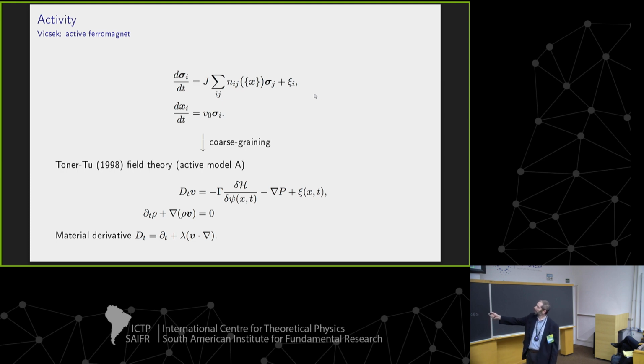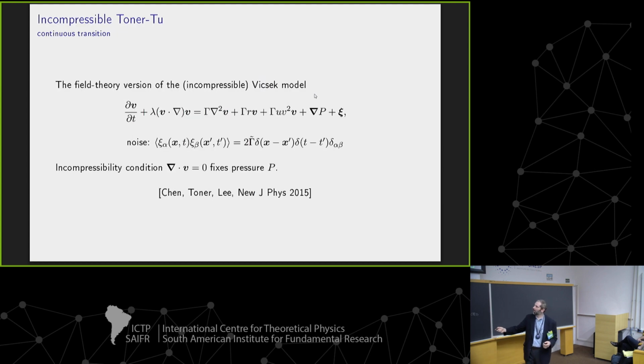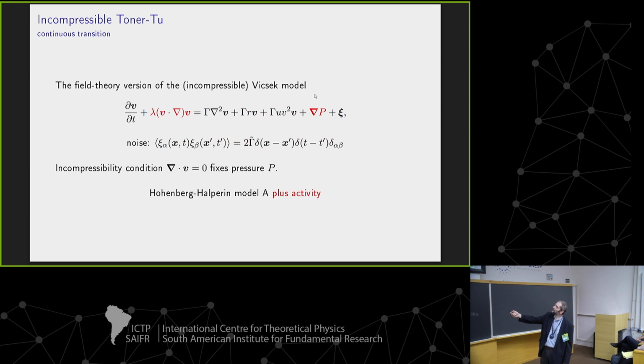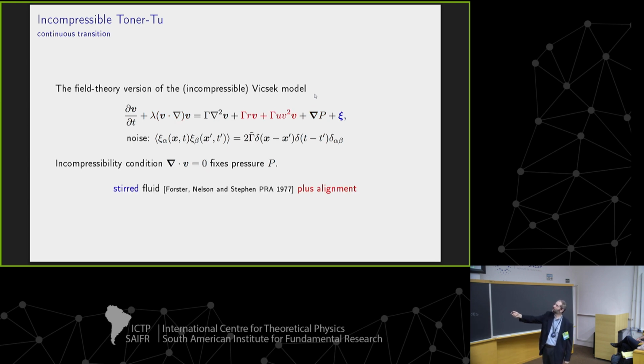And you add the pressure, and you have to add some continuity equations because now the velocity field has to be linked to something. So there's something carrying the velocities. The velocities are linked to particles, so we have density of particles. So now we have two coupled fields. So this is the equation written in full, and you can think of this as the Hohenberg-Halperin model A plus activity, which are the red terms, or you can think of this as a Navier-Stokes fluid plus alignment.